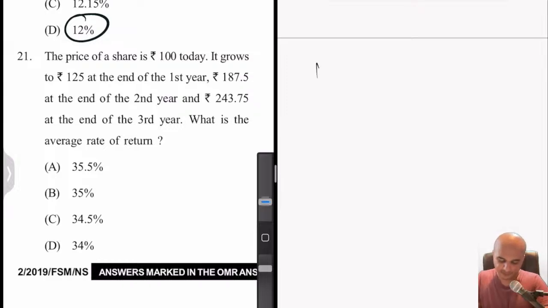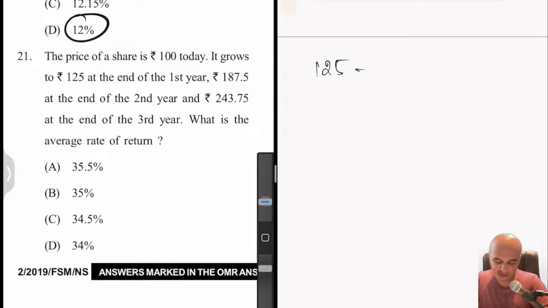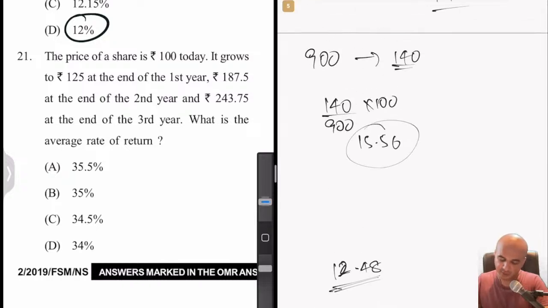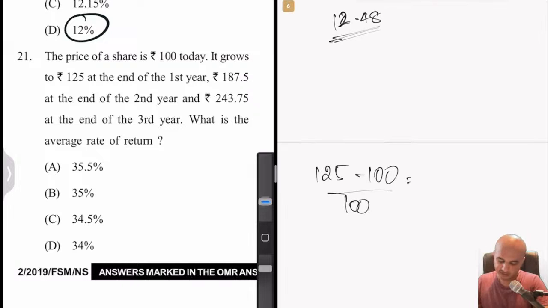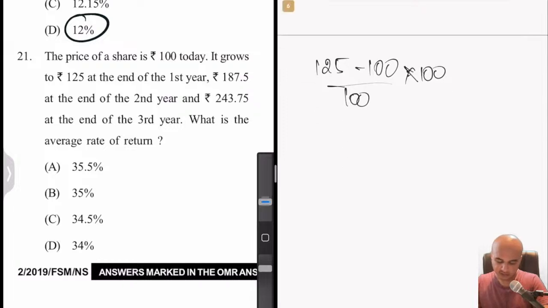So now 125 is the price at the end of first year. That means how much gain is there compared to the price of the share today, which is 100. So divided by the initial price, 100. Like what we did in the previous problem, whatever is the gain divided by the initial investment amount into 100 will give us the gain percentage. So here also we are doing the same thing. 125 minus 100 will give us the gain, divided by 100 into 100 to express in terms of percentage. So let's see this.